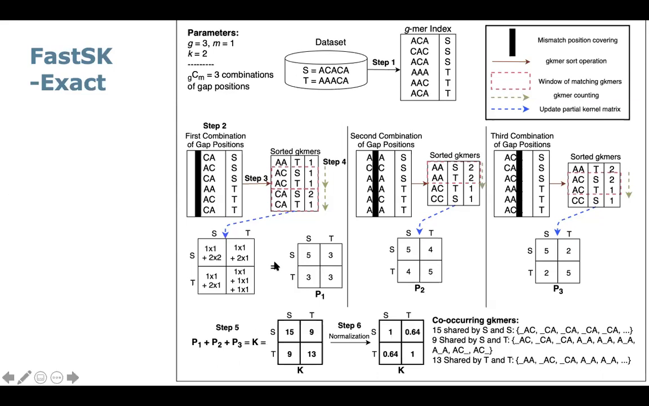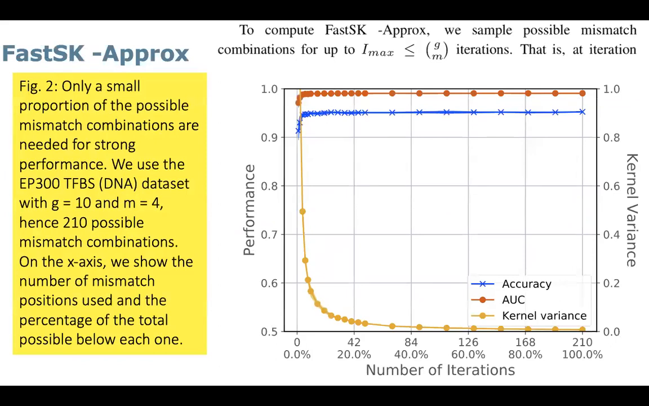In essence, we separate the kernel calculation into P1, P2, and P3. Because we have g equal to 3 and m equal to 1, you need to perform g pick m partial kernel calculations, which in this case is 3 pick 1. For each partial kernel, we rely on a sorted array-based calculation to get the partial kernels, which is much faster than the trie-based implementation. Please refer to our papers for more details.